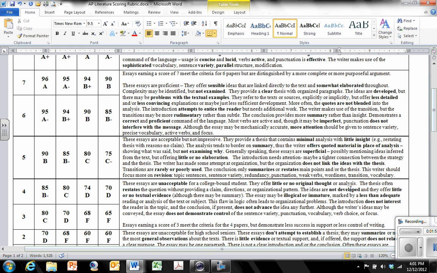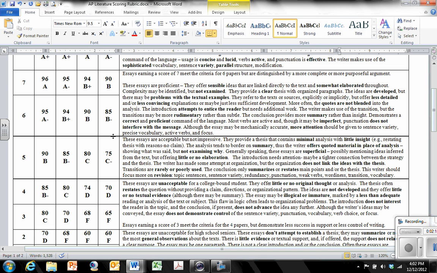Illogical or immature, not developed. You see this bold-faced line right here. The line between the 5 and the 4 is really the line between passing and not passing. I'd like to get us all above a 5 before test time, and there's no reason that we all can't be above a 5, and we'll be working throughout the rest of the course to get people up above the 5, people who aren't yet above that.